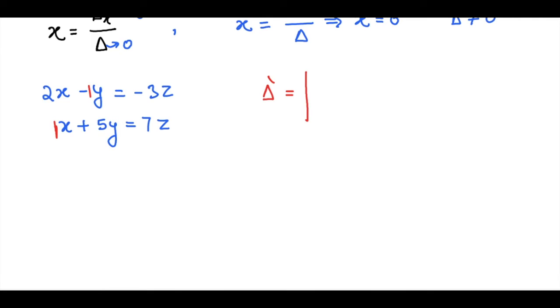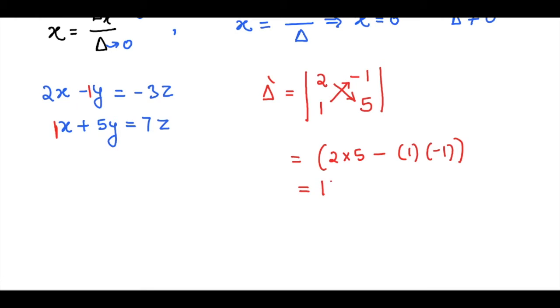So the value of del dash is the determinant of 2 and 1, -1 and 5. Just solve it: 2 into 5, minus 1 into -1. So it will be 11. So del dash is 11, which is not equal to 0. It is a finite quantity, so we will have a unique solution for x and y in terms of z.